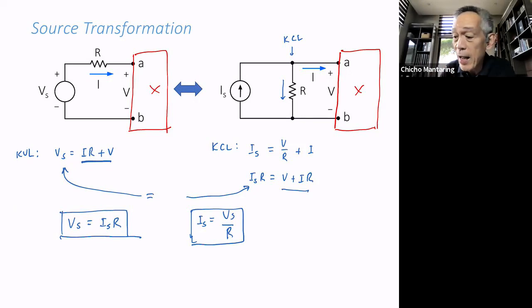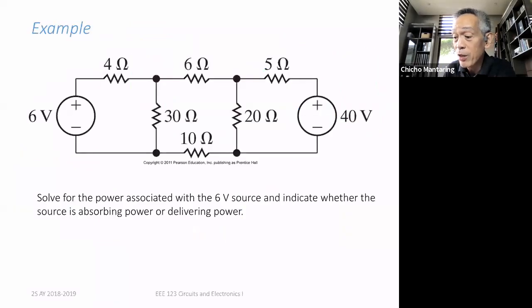Anyway, ano yung kagandahan nito? This now gives me an additional weapon for solving problems using circuit simplification. So let me give you an example. So this is my example. Solve for the power associated with the 6-volt source. So I want to solve for this power and indicate whether the source is absorbing power or delivering power.